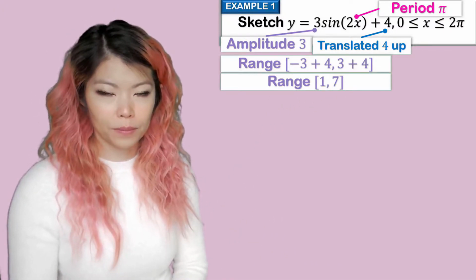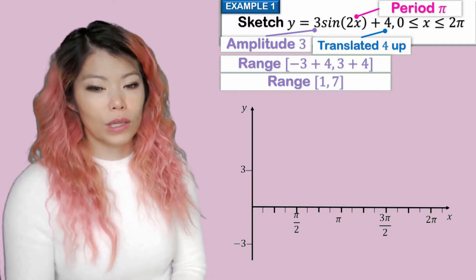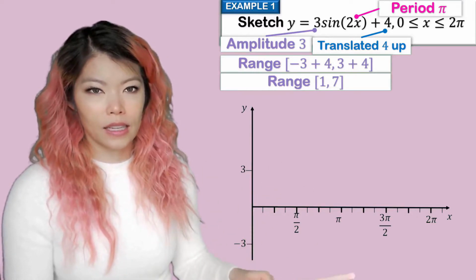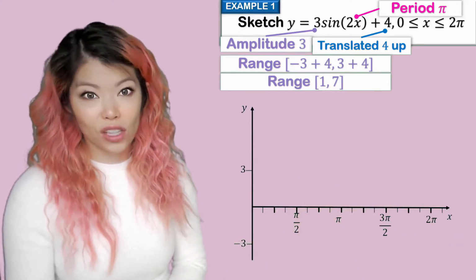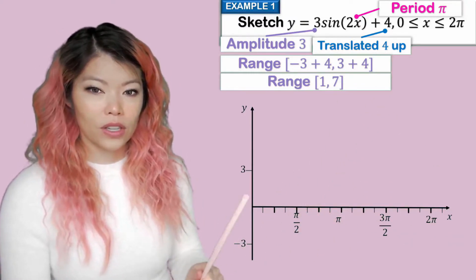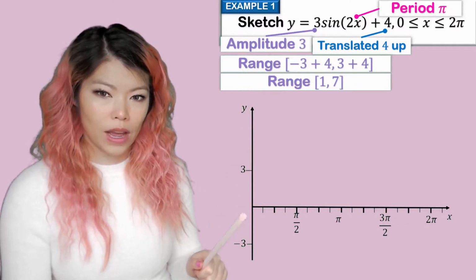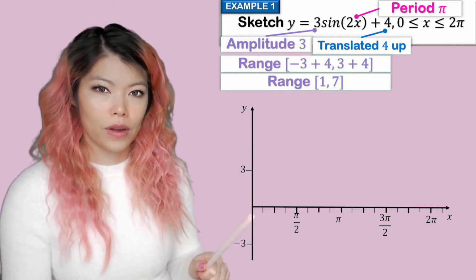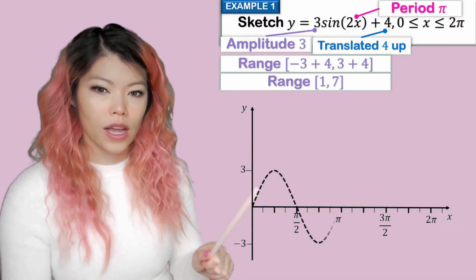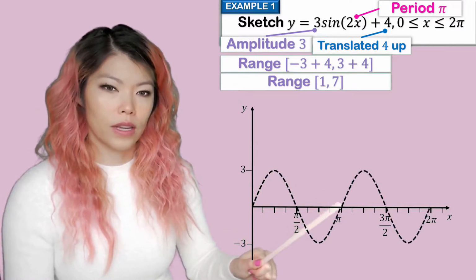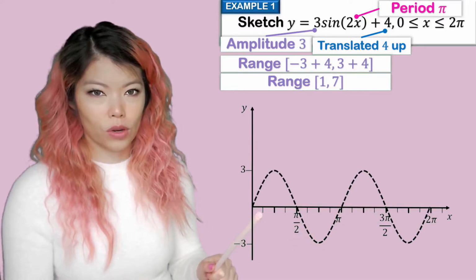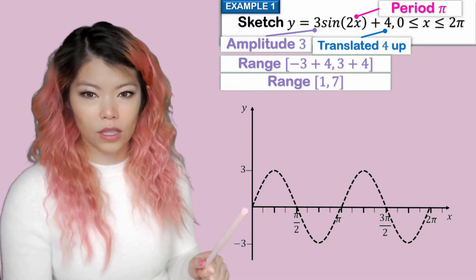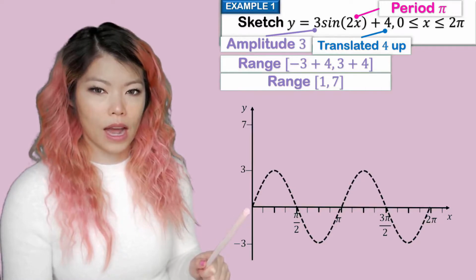Again, I always like to sketch really lightly, or even just dot the original graph without the translation, and then add the translation after. The original graph without the translation would have an amplitude of 3. It's sine, so it starts at (0, 0) and goes to 0 again after a period, which is pi, and so on. Now to translate everything up, we take each of these points and move it up by 4.